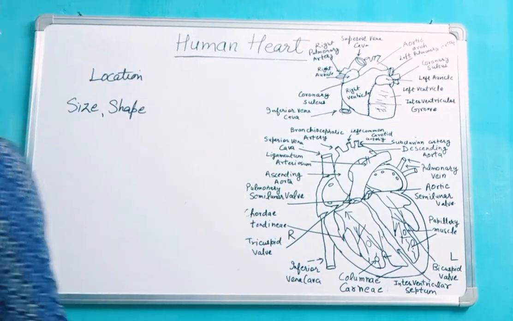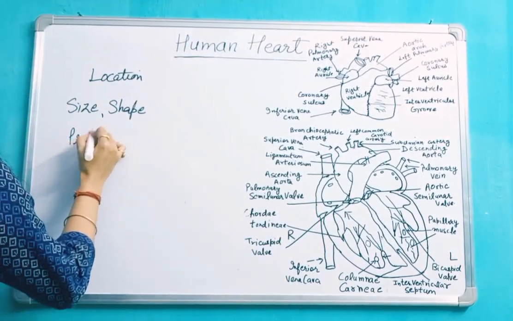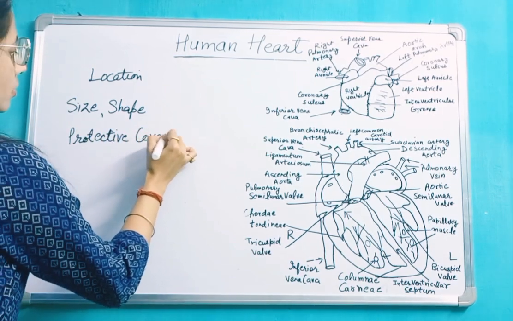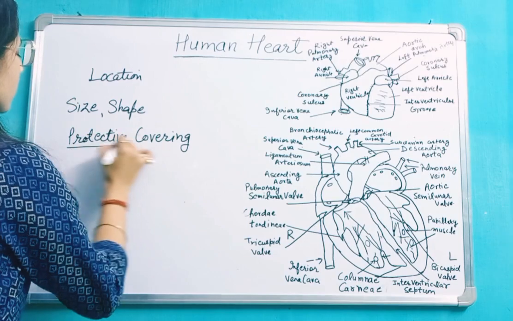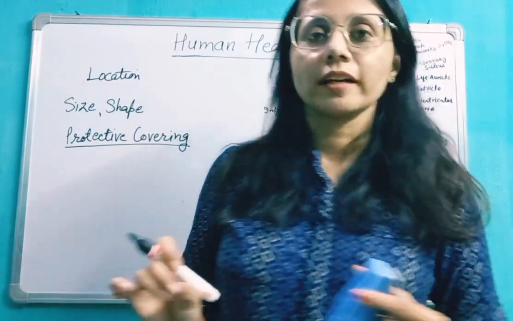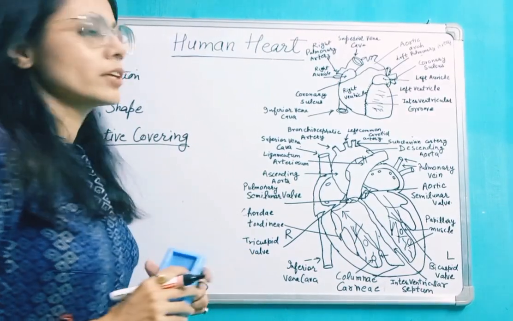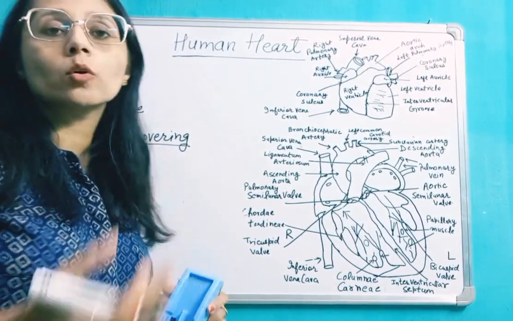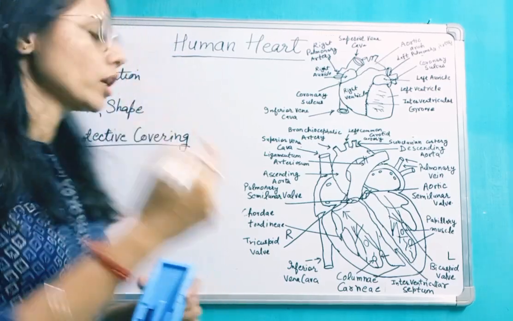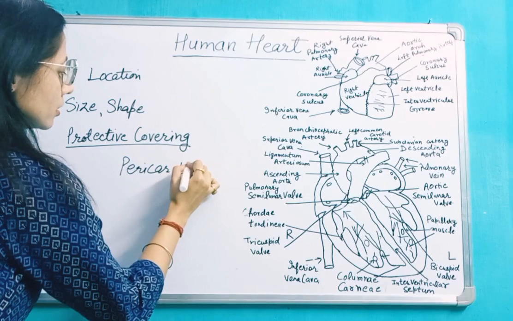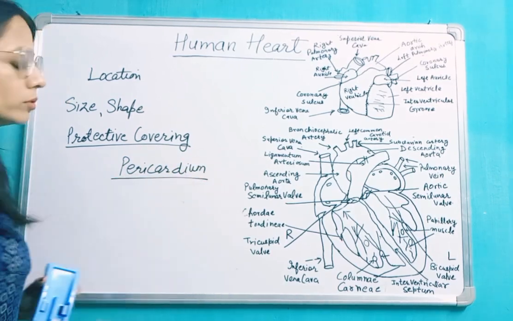Next is the protective covering. हार्ट की प्रोटेक्टिव कवरिंग की बात करना भी इम्पॉर्टेंट है. ठीक है, तो प्रोटेक्टिव कवरिंग में हार्ट इज एनक्लोज्ड इन ए फाइब्रस सैक. We call it pericardium. इसको हम पेरिकार्डियम बोलते हैं.